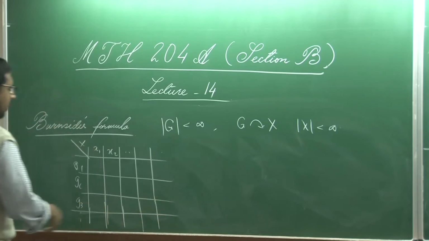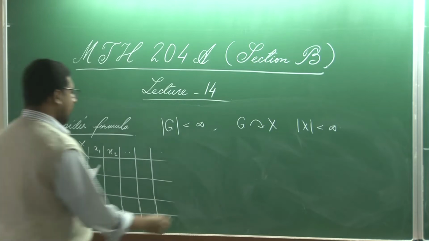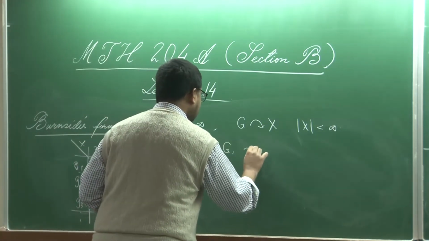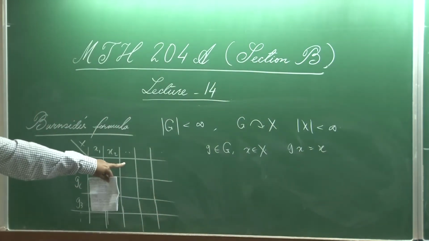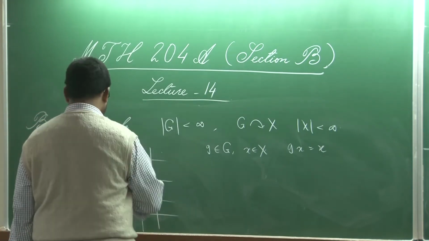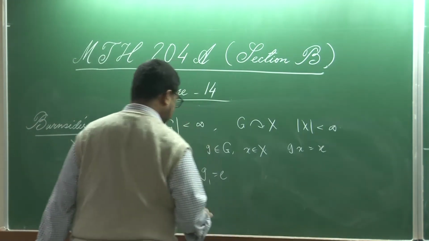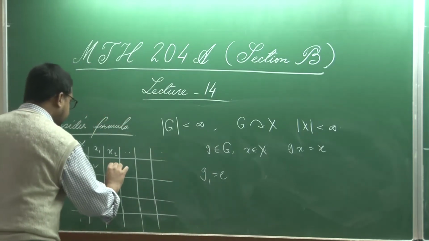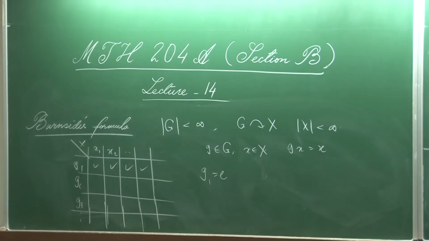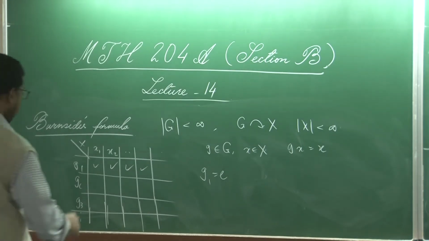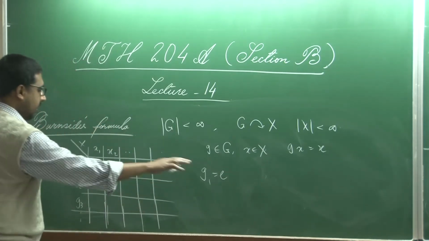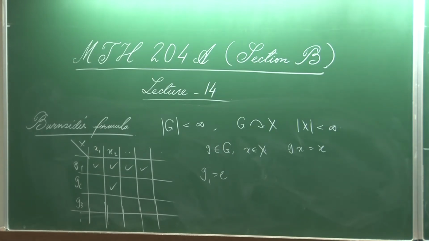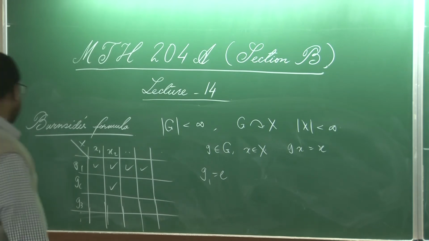Let us draw a table. Given any g in G and x in X, if g(x) = x, that is if g fixes x, then in that box we put a tick. For example, if g1 is the identity, then we have to put a tick in every box in the first row, because the identity fixes everything. Suppose g2 fixes x2, then I put a tick here and leave the other boxes blank. Thus, given an action, I can form this table.